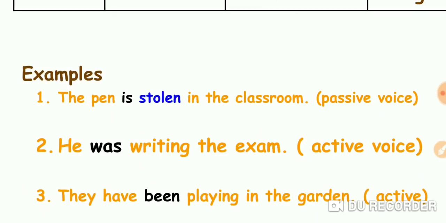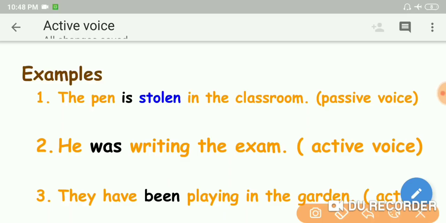See here, the pen is stolen in the classroom. See here we have one to be verb, and again one V3 form. One to be verb, and one V3 form is stolen. That's why this is a passive sentence or else passive voice.